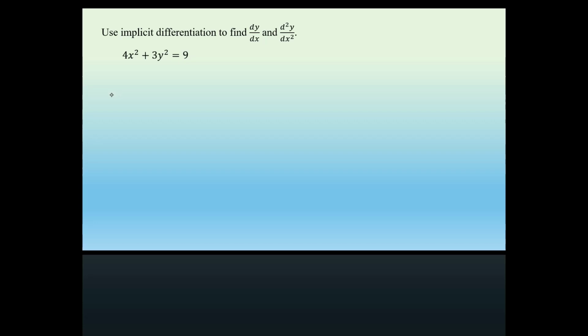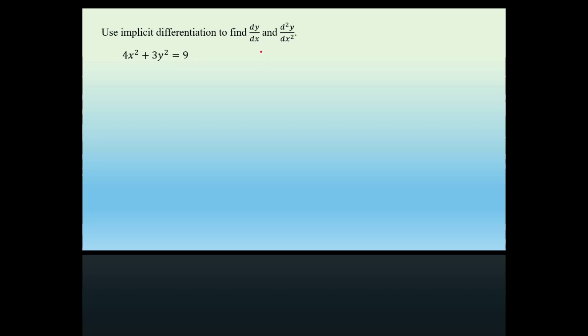Use implicit differentiation to find the first derivative and the second derivative. So of course we'll start by finding the first derivative. We like this type of equation because the x terms and the y terms are separate, so we're just going to do power rule for derivatives.